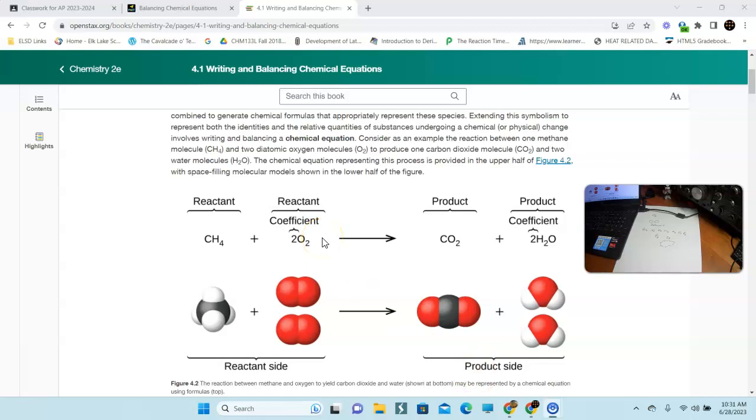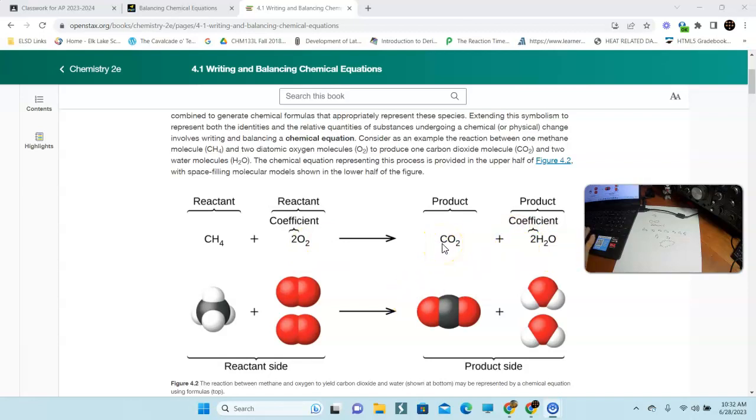Now, how do we represent this in an equation? We use coefficients, and those coefficients are meant to balance the number of atoms. You never change the subscripts. If you change the subscript, you're changing the molecule.